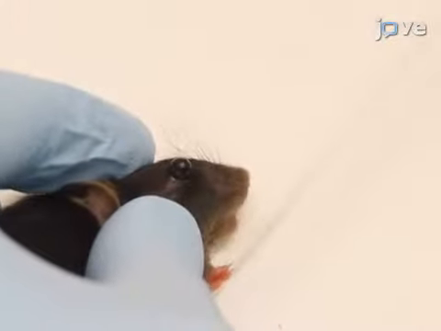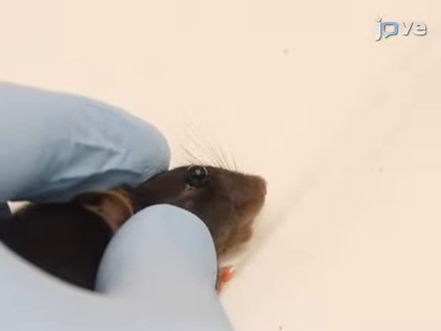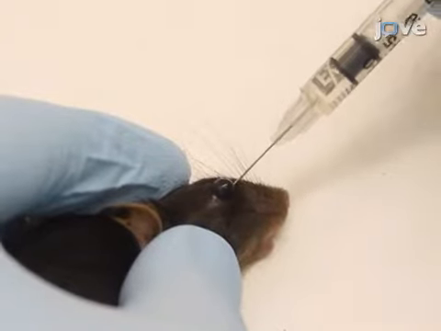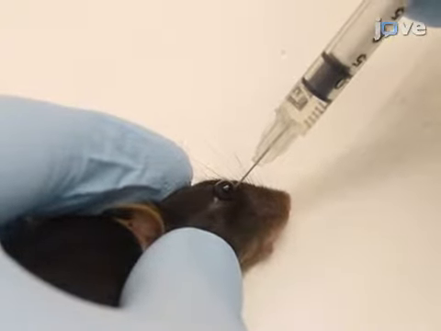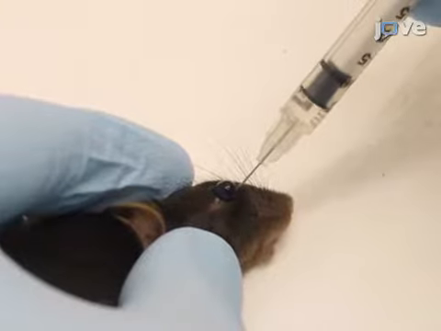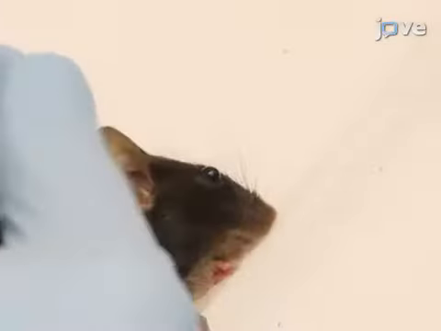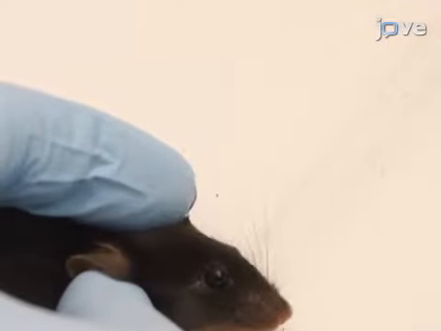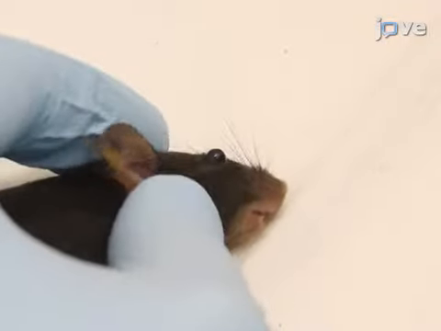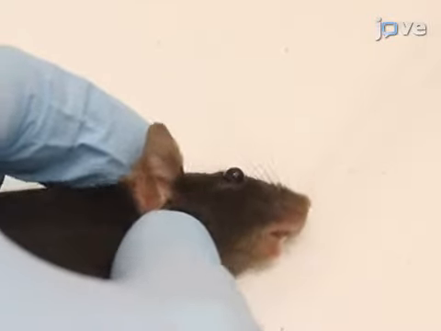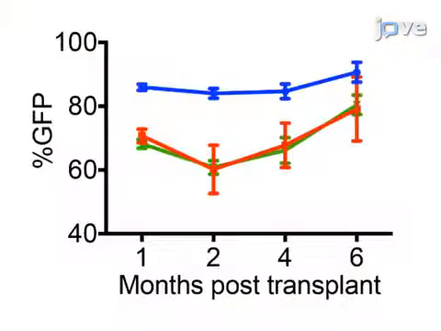Position the mouse on its side and restrain it by using the thumb and index finger so that the eye protrudes slightly from the head. With the bevel facing up, insert the needle lateral to the medial canthus at a 45-degree angle and inject. Following the injection, examine the mouse for any signs of injury such as swelling or bleeding at the injection site, and refer to the text protocol for additional post-injection care. Finally, analyze GFP expression in blood according to the text protocol.